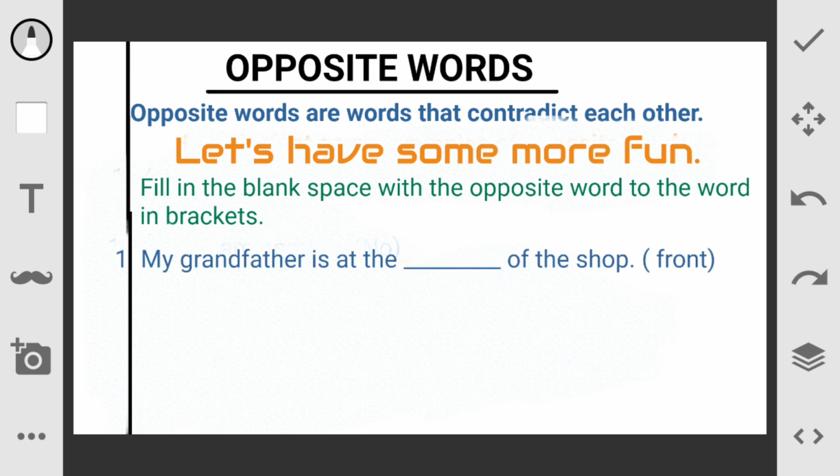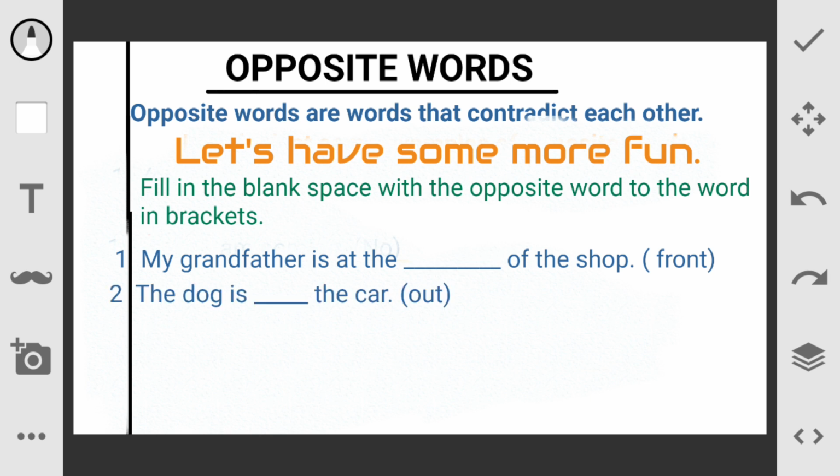Like number 1, my grandfather is at the dash of the shop. In brackets, we have front. So, what is the opposite of front? If you know the opposite of front, it will help us to complete this sentence correctly.